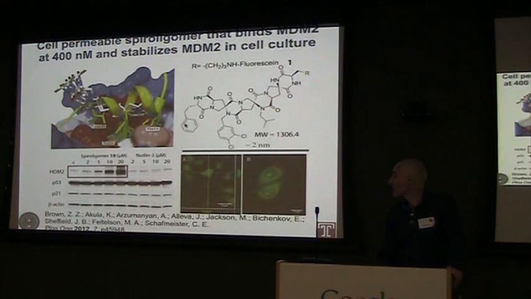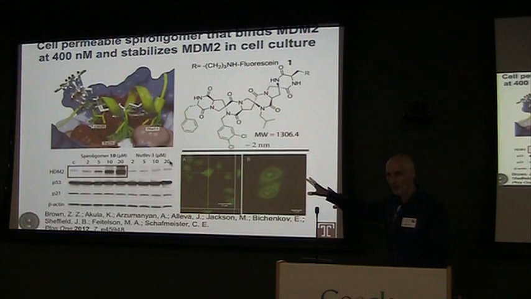And when we throw this compound, which we designed using software that I'll show you, into cells, it gets into cells, and it's got a green fluorescent group on it called fluorescein, gets in there. And it stabilizes this protein called MDM2. So we published this a couple of years ago, but this is a molecule designed with software and built out of our building blocks.